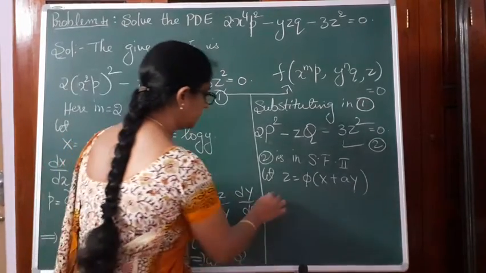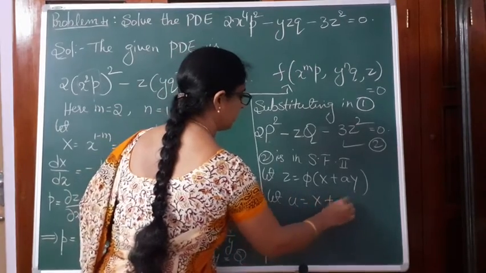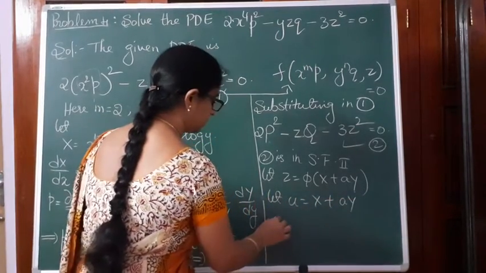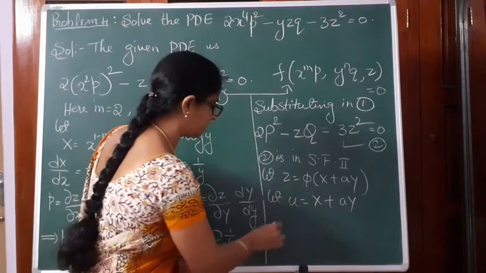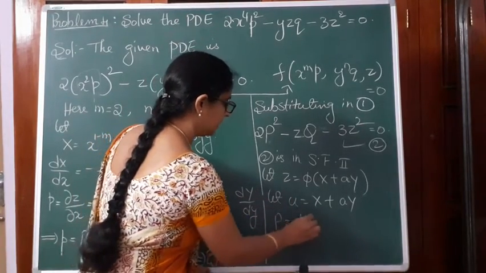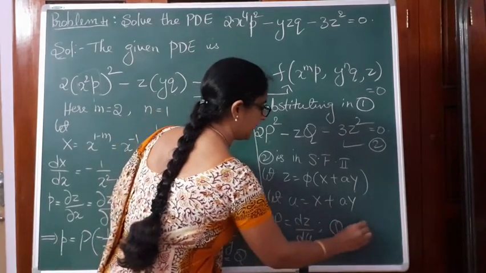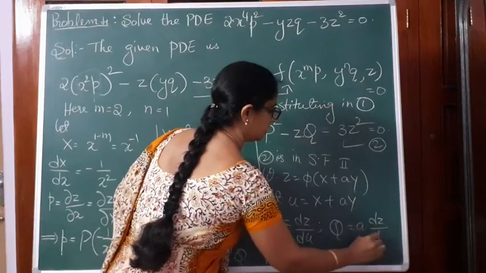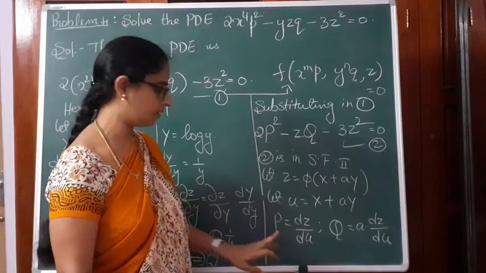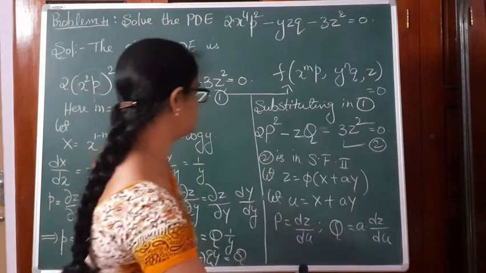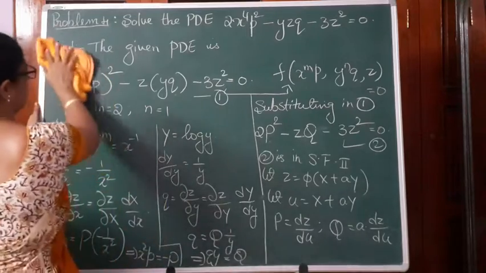Now the procedure is similar. We take u equals X plus aY. Then by the chain rule application, we get capital P equal to dz by du and capital Q equal to a into dz by du. This is the derivation we do in each and every problem in standard form 2, so I wrote here the direct step. Now substitute P and Q in equation 2.